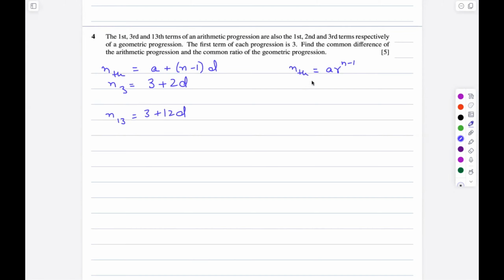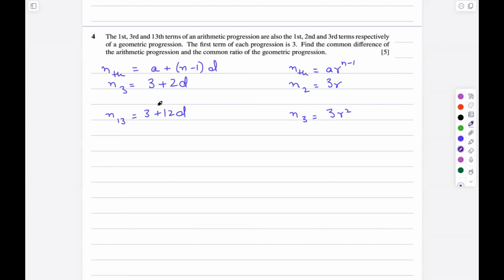For the geometric progression, the first term is a, which is equal to 3. And for the second term, this will become 3 into r to the power 2 minus 1. So that will become 3r. And the third term will be 3 into r to the power 3 minus 1, which is 3r squared.